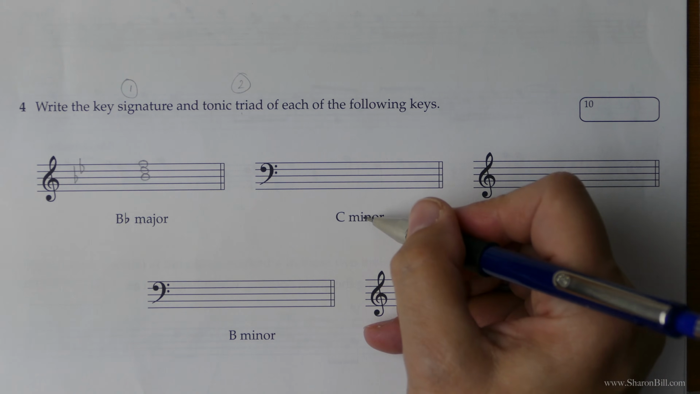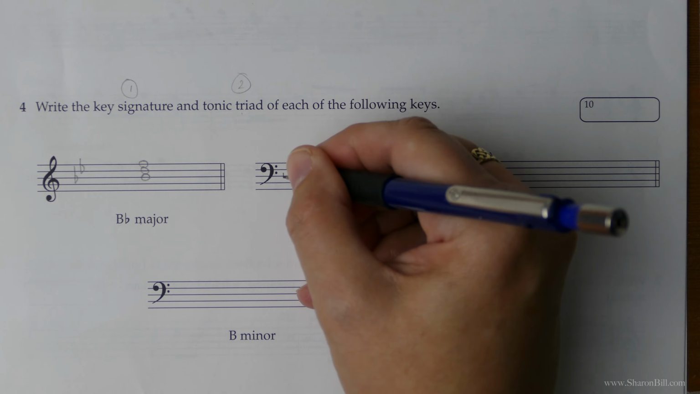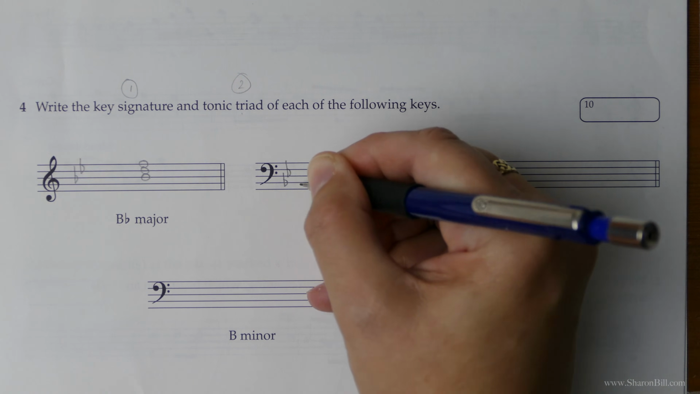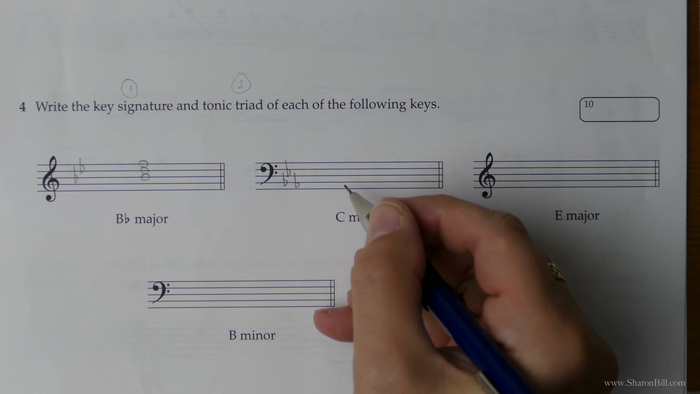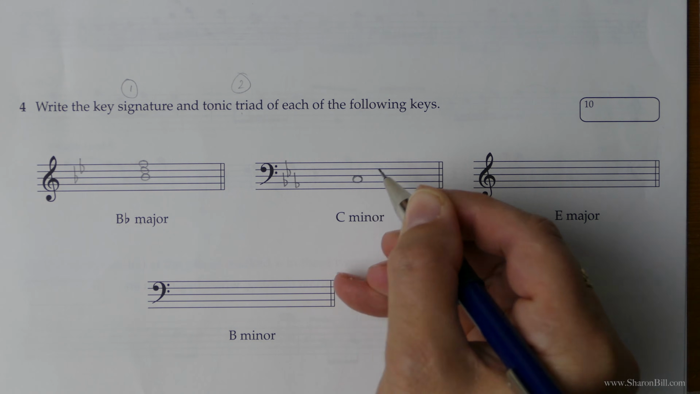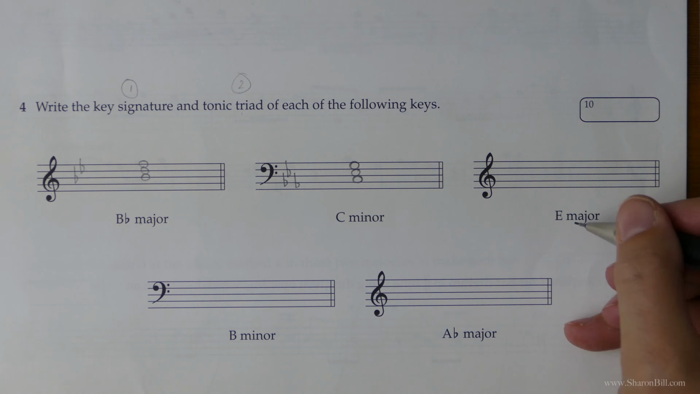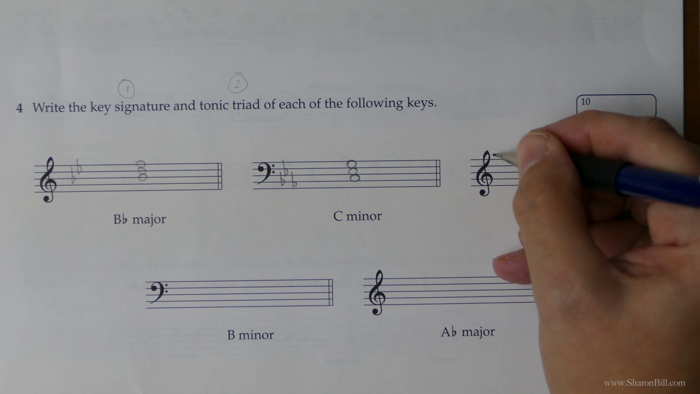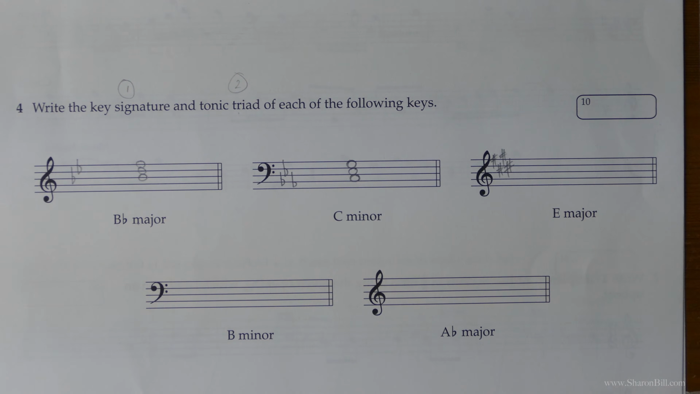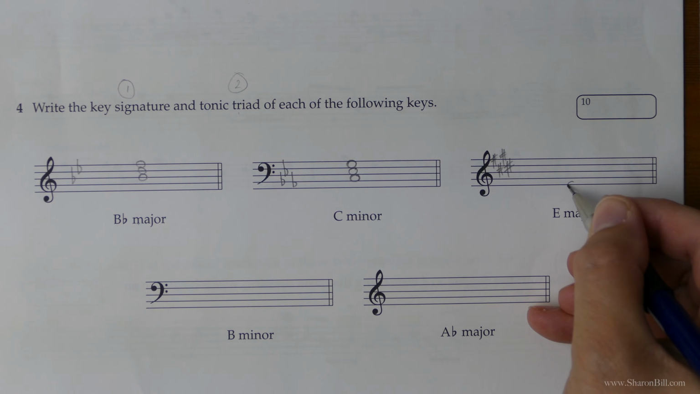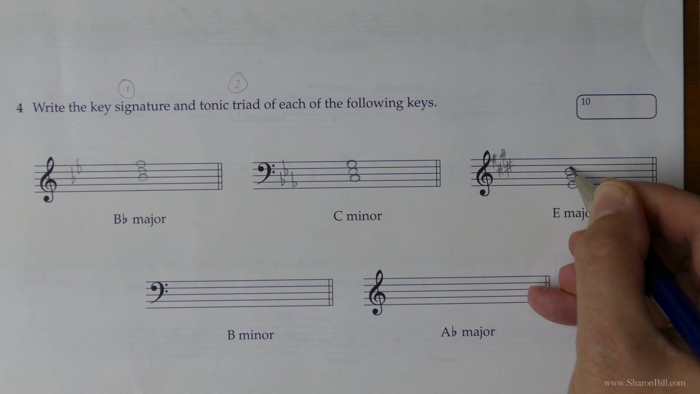So C minor is related to E flat major, which has B flats, E flats and A flats. We're in the bass clef, so just place those carefully. And then of course our tonic is C, bass clef, and then first, third, fifth. E major has a key signature of 4 sharps, F sharps, C sharps, G sharps, D sharps, and then we need the tonic E. I'm going to place it down here so I don't have to bother with ledger lines. First, third, fifth, E, G, B.